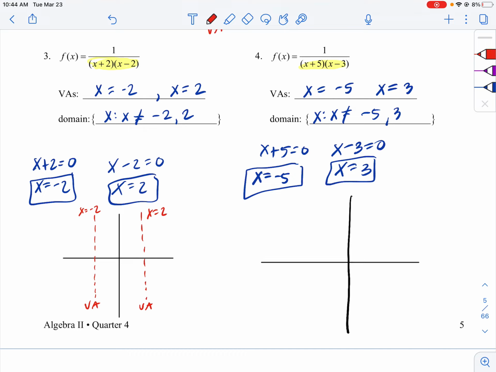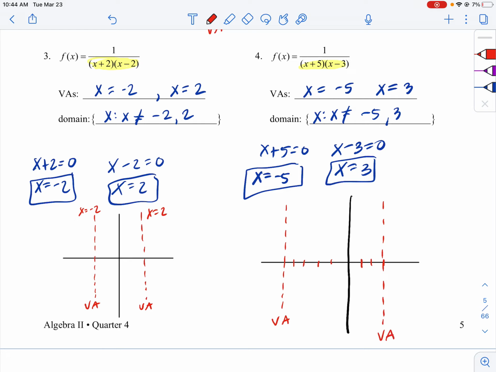Next one here, let's draw 1, 2, 3, 4, 5. So a vertical dashed line representing my vertical asymptote. 1, 2, 3. A vertical dashed line representing my vertical asymptote.